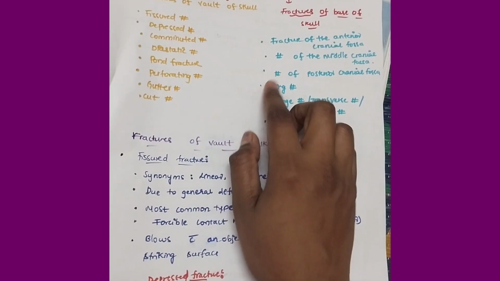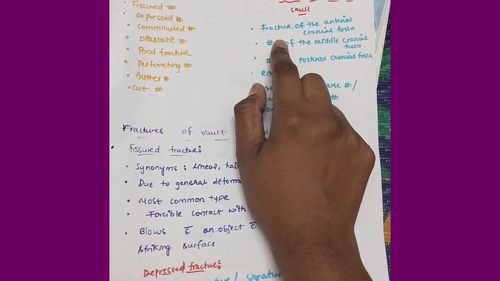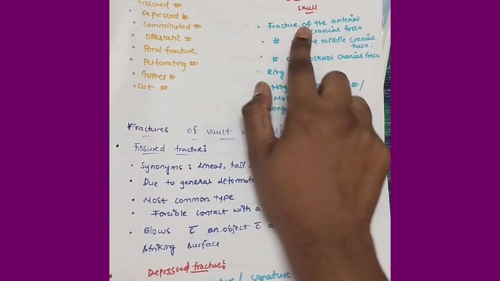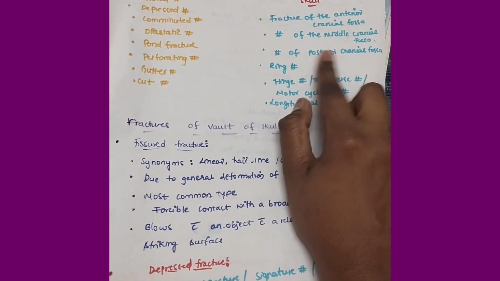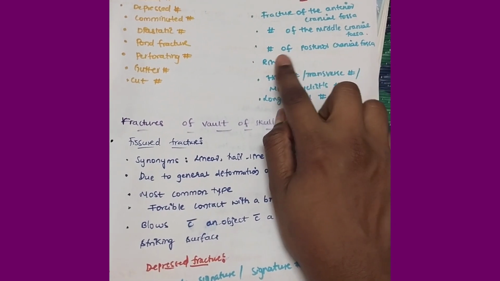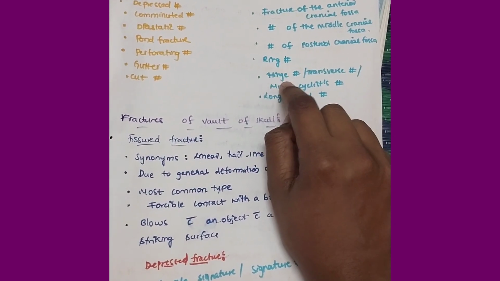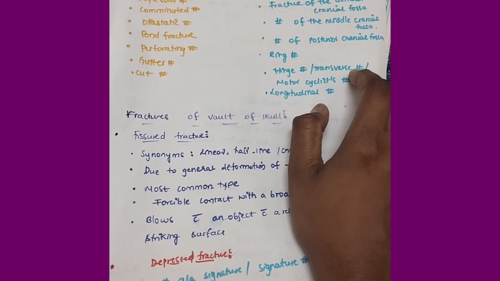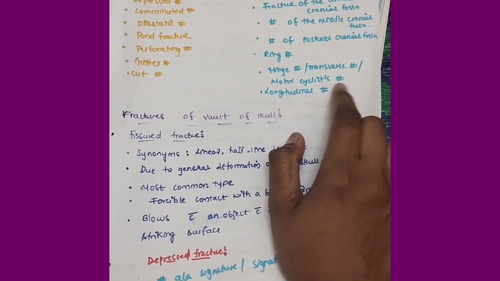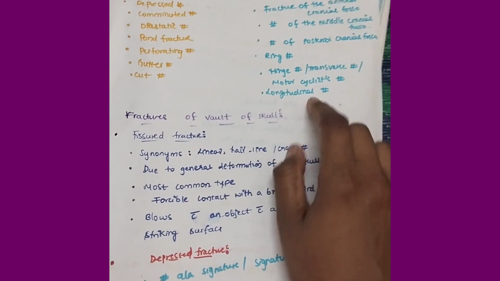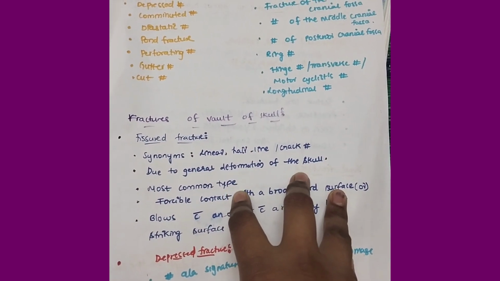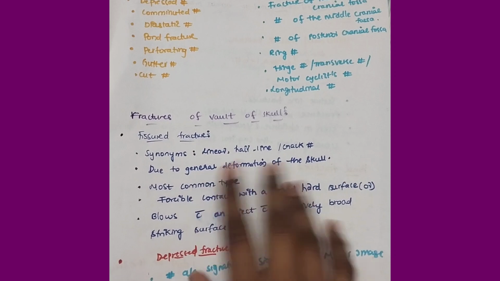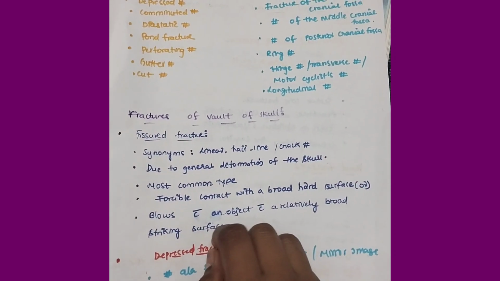In the fractures of the base of the skull, we will learn about fracture of the anterior cranial fossa, fracture of the middle cranial fossa, fracture of the posterior cranial fossa, and ring fracture, hinge fracture or transverse fracture, motorcyclist fractures, and longitudinal fractures. We will cover this in brief in this video. So, let's start this video.